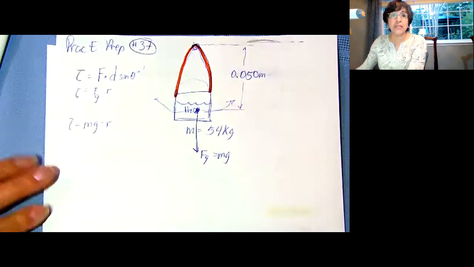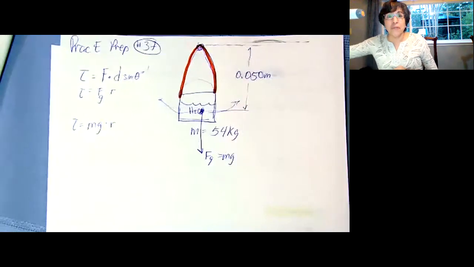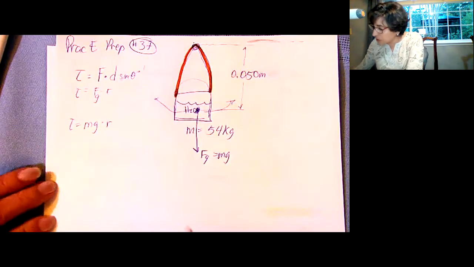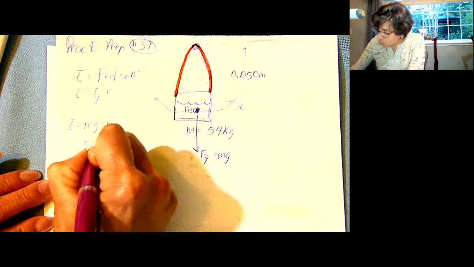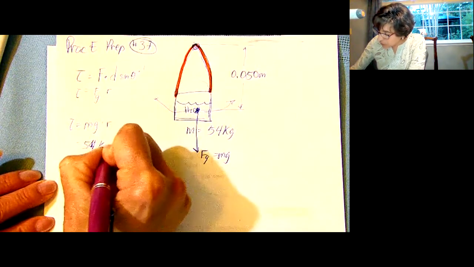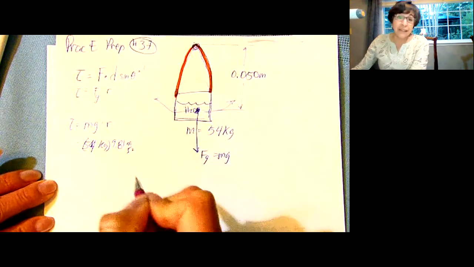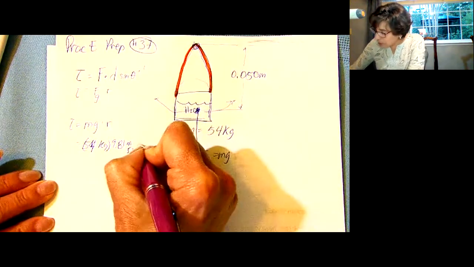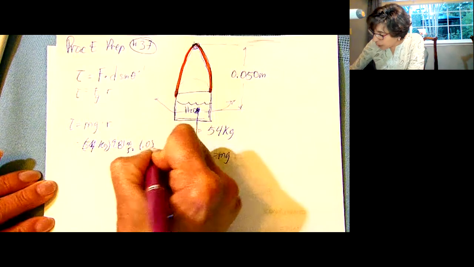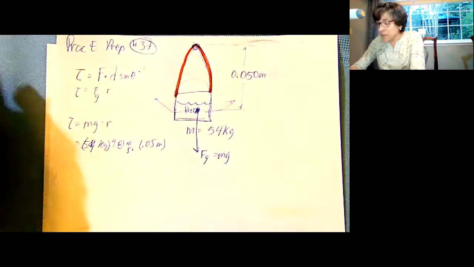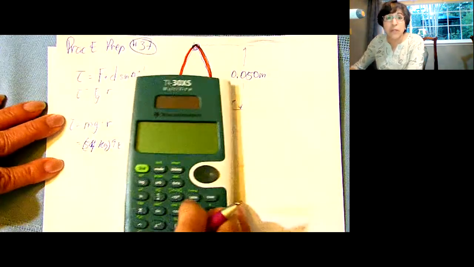here times the distance. All right, I forgot to turn off this light. See if you can see better. Okay, so we have 54 kilograms times 9.81 meters per second squared. That gives you your newtons times the distance, 0.05 meters. So we've got 2 significant figures and then 3 significant figures.